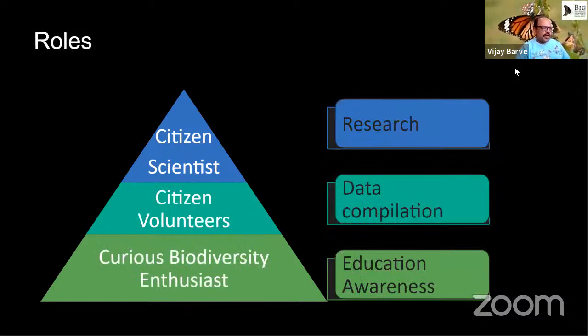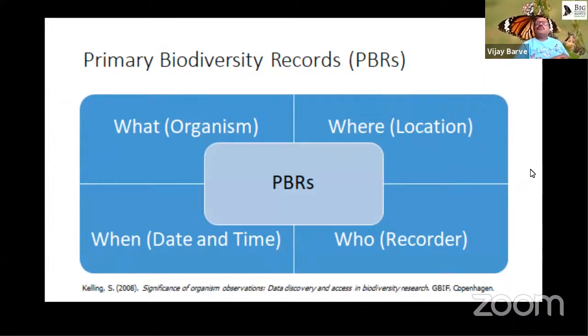So in short, the enthusiasts are like education and awareness level. The citizen volunteers are at data compilation level. And then citizen scientists are actually research level, who work with the real scientists to publish some of these research. So what are scientists looking for from enthusiasts like us?